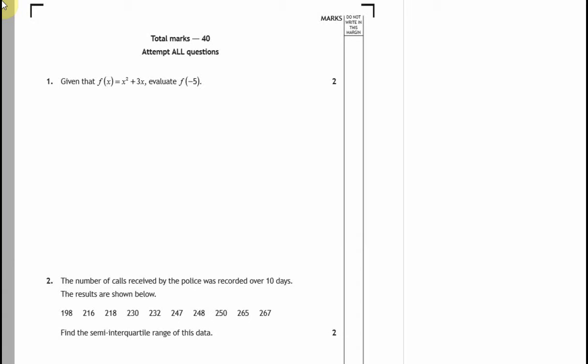Dead straightforward stuff, right? So f of x is equal to x squared plus 3x, evaluate f of minus 5. So there's two things it's trying to ask us. It's trying to get us to see if we understand what this means, okay? So we should really know that f of minus 5, all that's saying is, instead of x here, we've got minus 5. So let's just substitute x for minus 5. Simple as that. Okay.